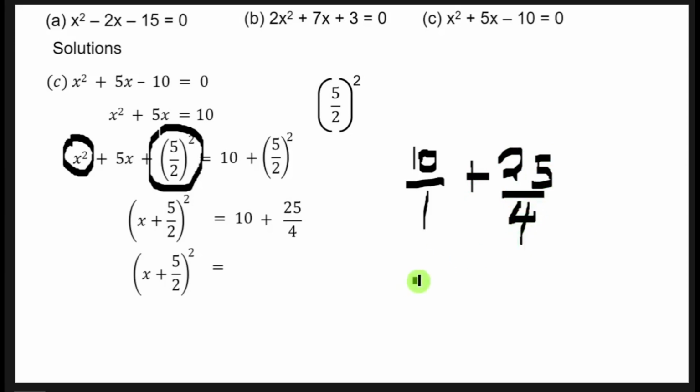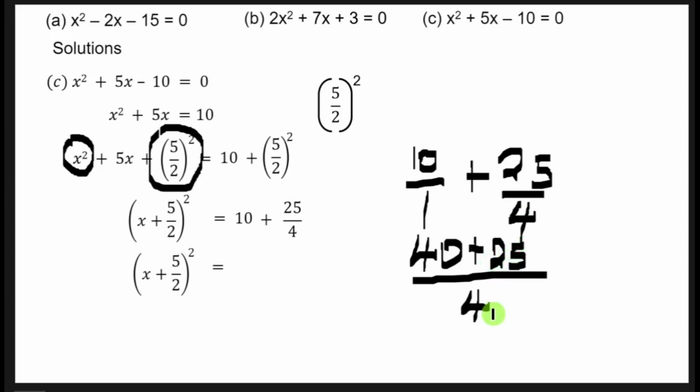Then you say over, common denominator between 1 and 4 is still 4. So you say 1 into 4, 4. 4 times 10, which will be 40. Then plus, you say 4 into 4, 1. 1 times 25, which will be 25. So you are going to add now 40 plus 25, 65, then over 4. So now here, after adding here, you have 65 over 4.